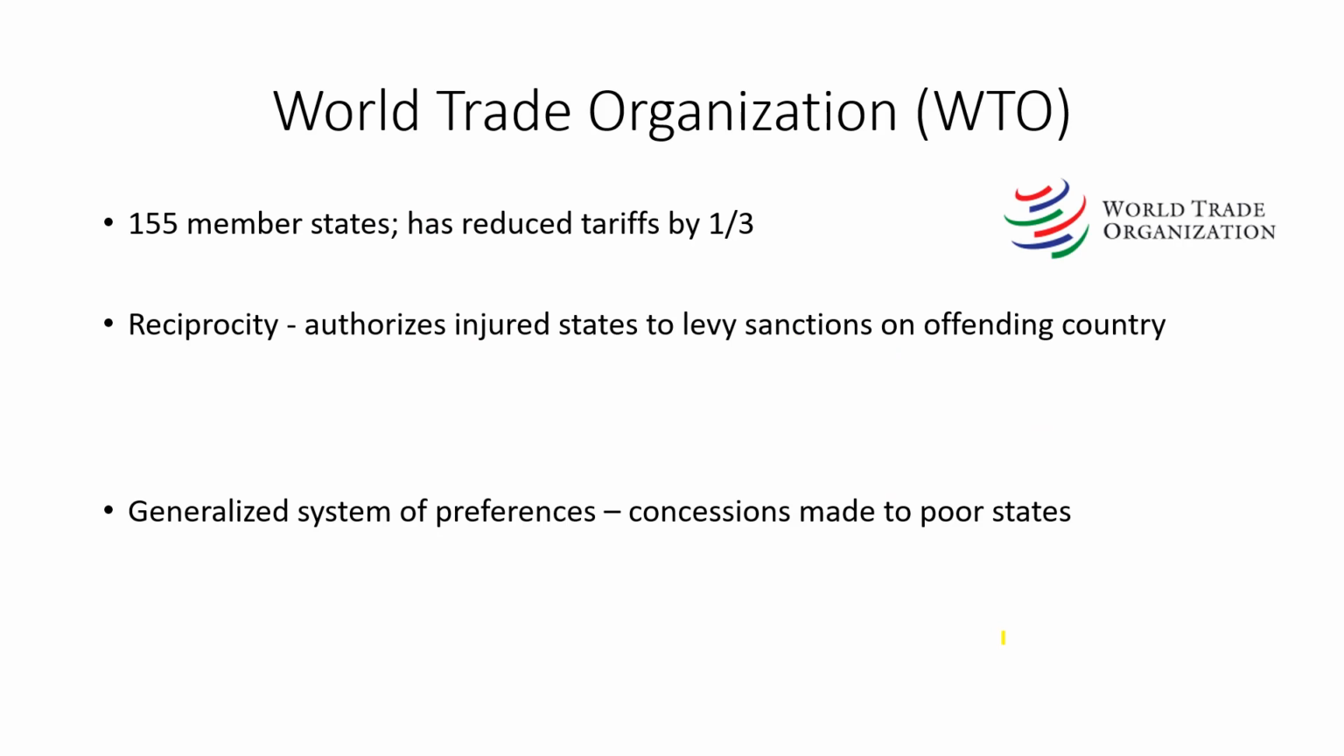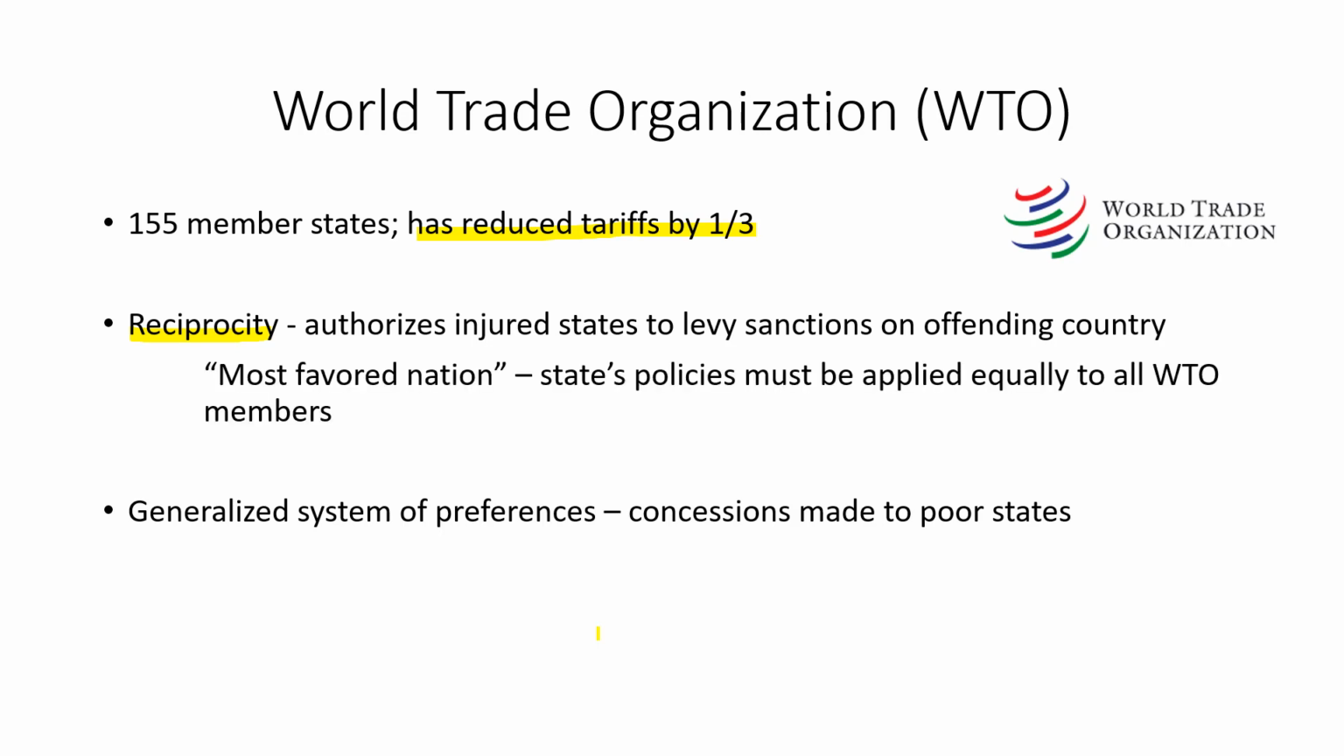World Trade Organization is one of the biggest international organizations in the world. It's one of the big three that we talked about in the economic system that was established right there at the end of World War II. It had 155 member states and has been successful in reducing tariffs by 1/3 in order to try to make the global market more free, more fair. They use this concept of reciprocity, which allows injured states to levy sanctions on the offending country. So they're kind of like a referee where when they throw the flag, the other country can do the same thing back to that country that did this to them, so that it will hopefully even out, and then they will both stop those infractions.